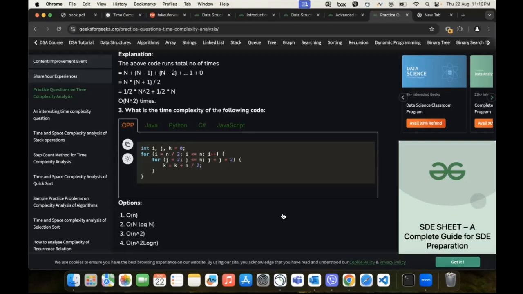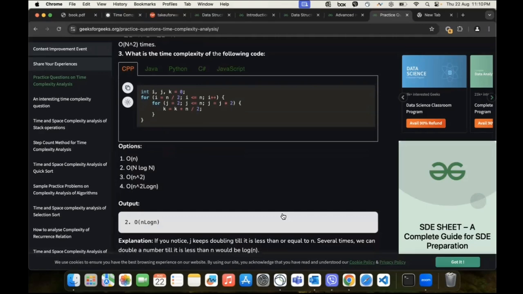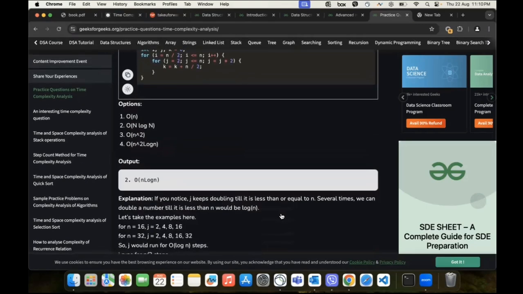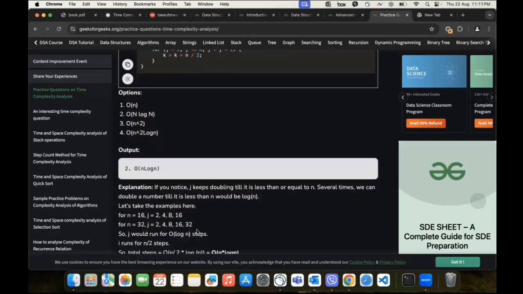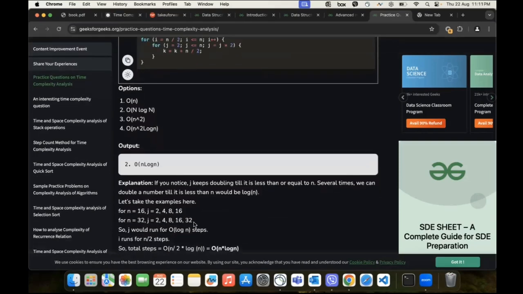So yeah, like this you can calculate. The option is n log n, no? Yeah, n log n is correct. Like for 16 it will be 2, 4, 8, 16, 32. It will be log n steps.